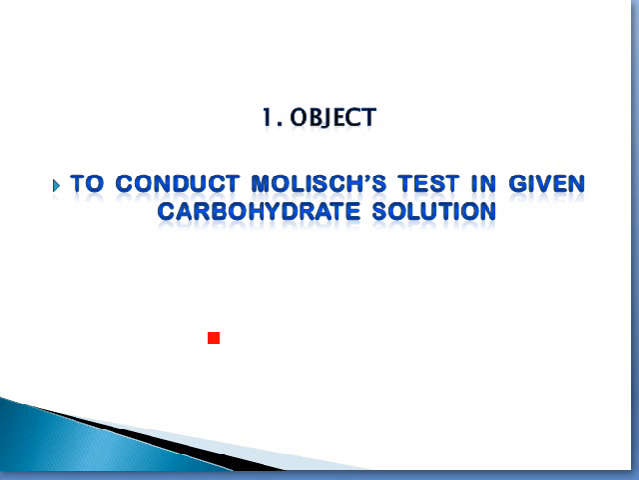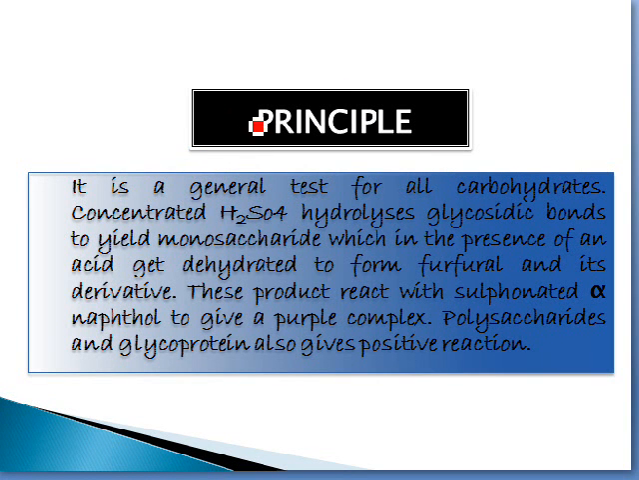Now here is the principle. The color reaction test is a very general test for all types of carbohydrate. The color formed is due to the reaction of alpha naphthol with furfural and its derivatives formed by dehydration of sugars by concentrated sulfuric acid. All carbohydrates react positively with this reagent. So here you can see the whole reaction.